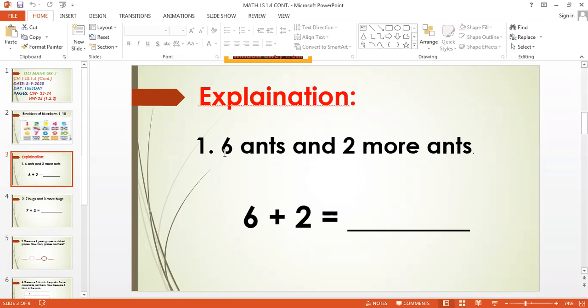Now, question number 1. 6 ants and 2 more ants. So 6 ants, you have here 6. What is this sign called? It is called plus. So 6 plus 2. So 2 more ants. So this is number 2. What is the name of this sign? It is equal to. So 6 plus 2.